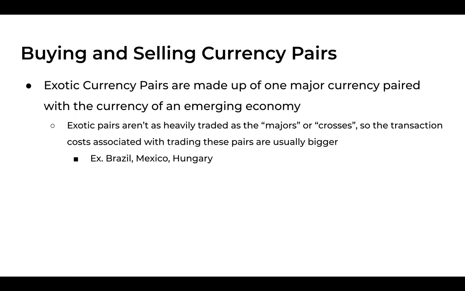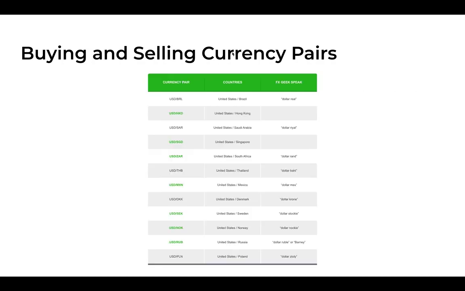And then finally, we're going into some of the exotic currency pairs. So exotics are made up of one major currency paired with the currency of an emerging economy. Exotic pairs aren't as heavily traded as the majors or crosses, so the transaction costs associated with trading these pairs are usually bigger. So for example, Brazil, Mexico, and Hungary are some emerging economies that would be paired with a major. And here's a list of those exotic currency pairs.